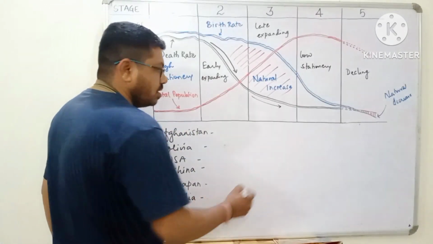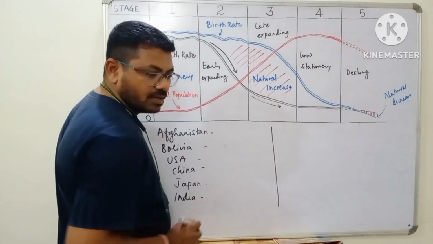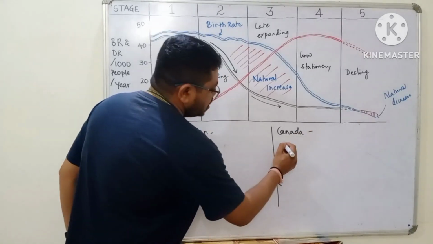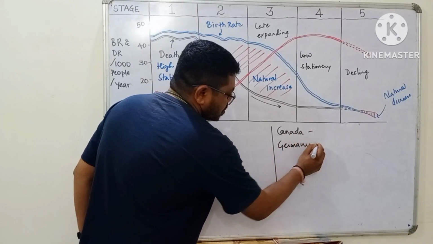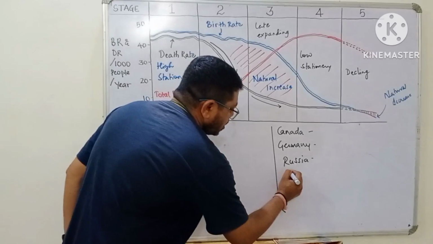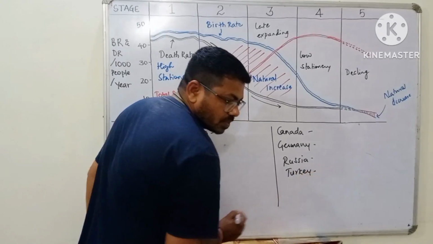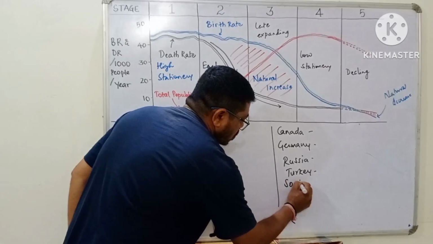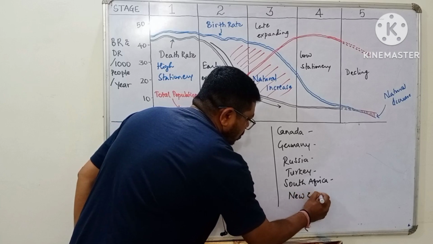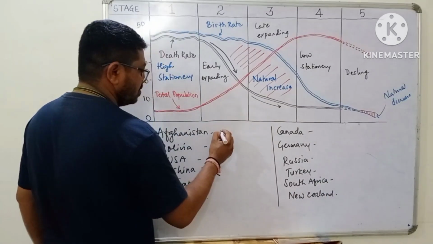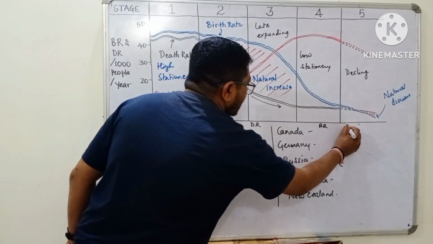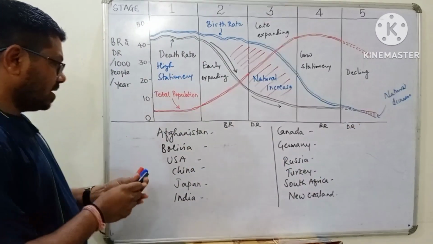Then I'm putting a line, and then I'm putting here Canada, then Germany, then Russia, then Turkey, then South Africa, and New Zealand. So I have gathered some data about the birth rate and death rate. I am writing here birth rate and death rate. Okay, now let us see what is there.